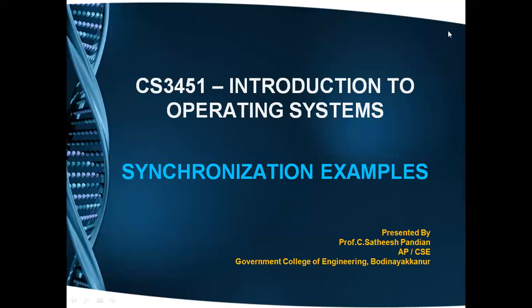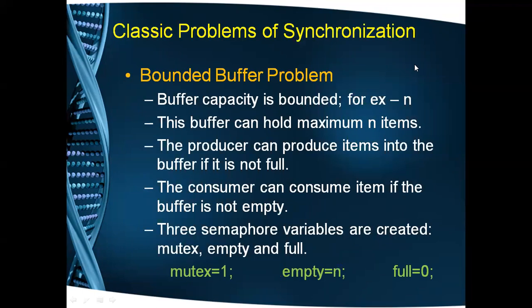Hello friends, welcome to the topic synchronization examples, or classical problems of synchronization, in the subject CS 3451 Introduction to Operating Systems. Here we are going to see three problems. The first problem is the bounded buffer problem. These problems are called classical problems of synchronization.